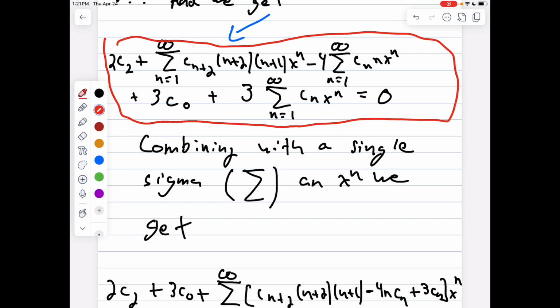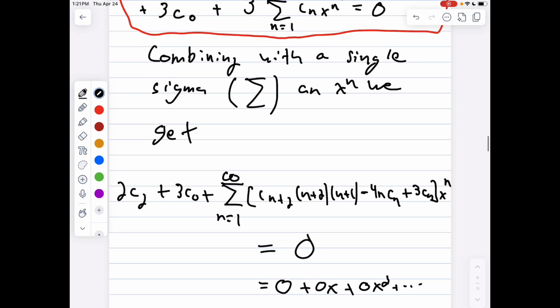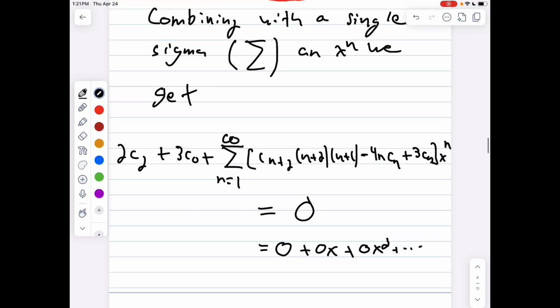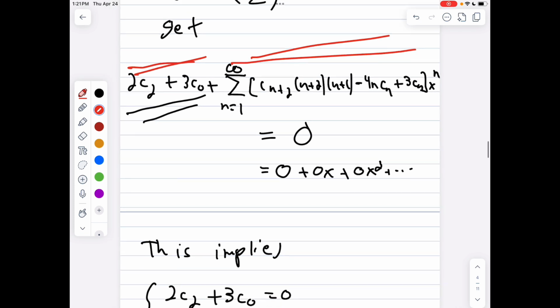Plus 3c0 plus 3 sigma, etc. You should get something along those lines. And we're going to do a little bit more cleanup here. We're going to combine all the sigmas and everything else. So you get this expression right here, this plus this. And all of this at the end of the day equals 0.